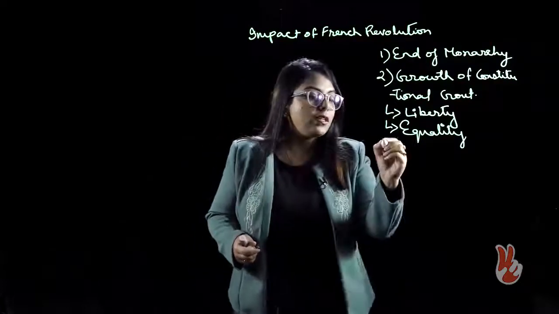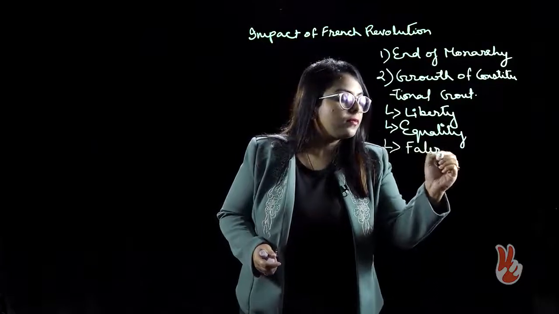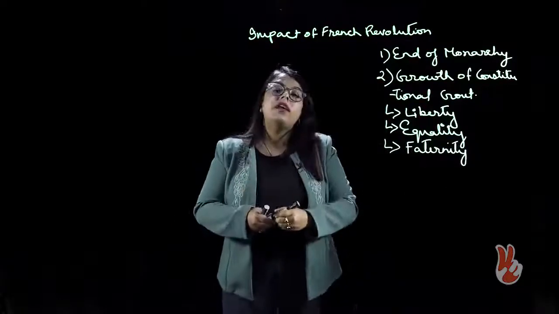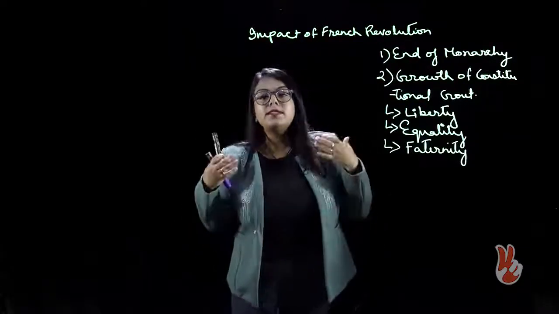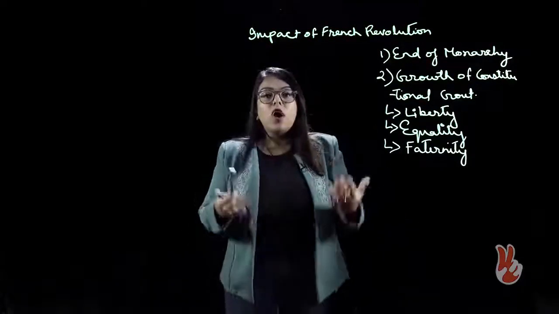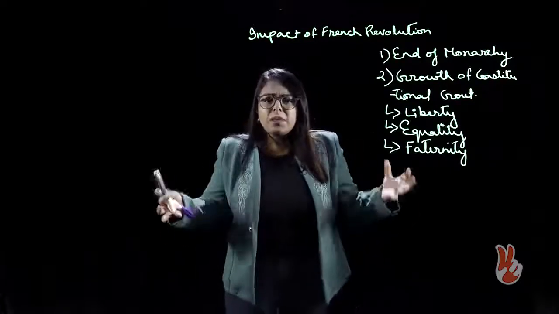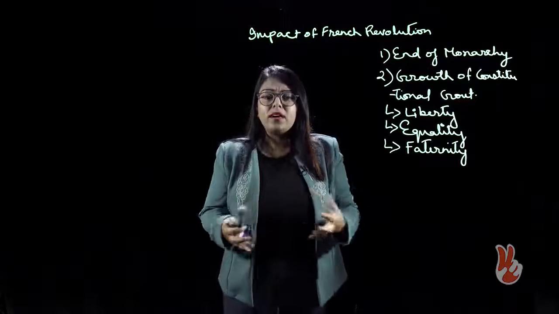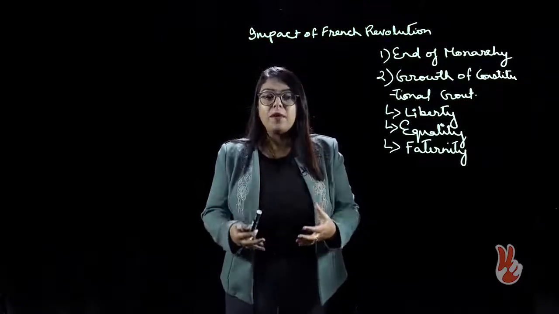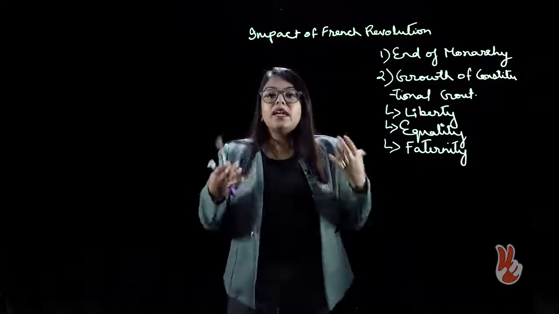The next important thing that it introduced was fraternity. What is fraternity? Brotherhood. Now, when we talk about French Revolution, it is said to be a revolution of masses against the nobles, or revolution of republicans against monarchy. So what do we see? People of France came together. We see unity among people for the first time for one cause. And what was the cause? To create a nation state.